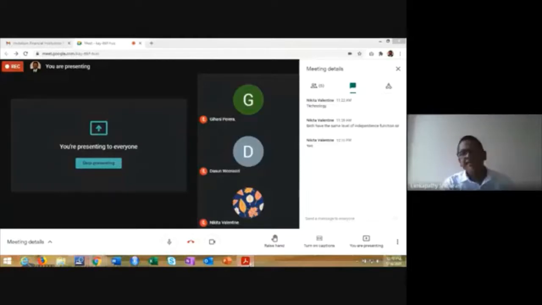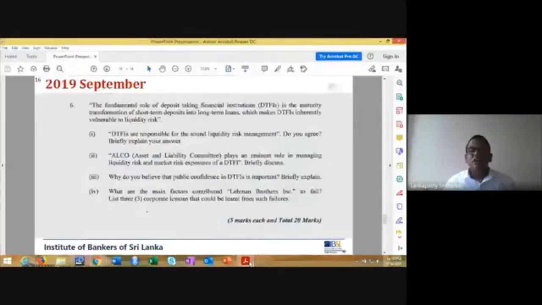Yes, of course, because they should have sound liquidity risk management. The answer is in the statement itself, because they are getting short-term funds and granting loans for a long-term period. So in that case, they have to manage the liquidity. And even after the 2008 global financial crisis, liquidity risk management became more prominent, because the 2008 global crisis was created through liquidity risk management issues. So that also gives deposit taking finance institutions more responsibility to manage the liquidity in a sound manner.